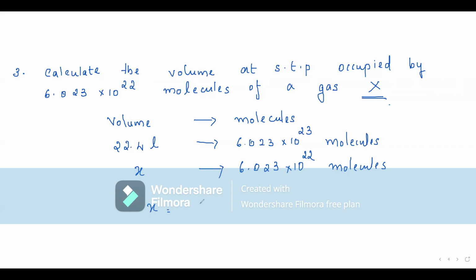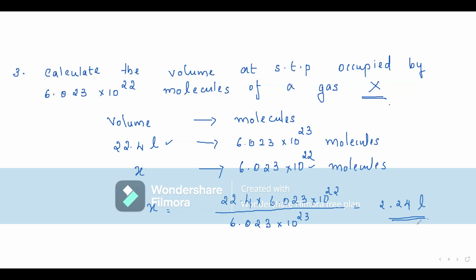X is equal to 22.4 into 6.023 10 to the power 22, this and this multiplied together, divided by 6.023 10 to the power 23. On solving, this is a simple calculation. 2.24 liter will be the answer. Okay. Moving on to the next one.